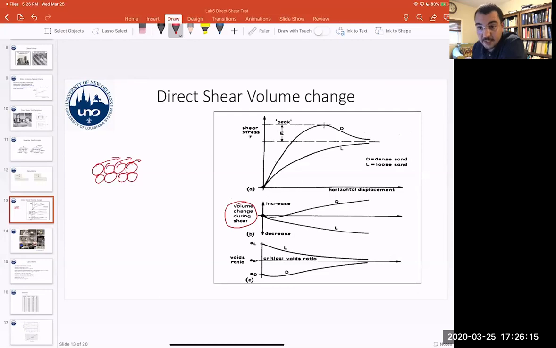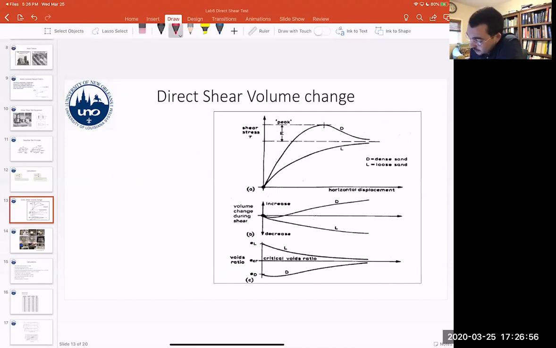For dense, it starts to dilate and then it tapers off at some residual volume. Or if you have loose soils, then you start shearing, and they're just going to get closer to each other and have more frictional resistance. But in terms of volume change, they're only going to contract. They're going to decrease in volume. And then also they'll taper off at some applied shear stress.